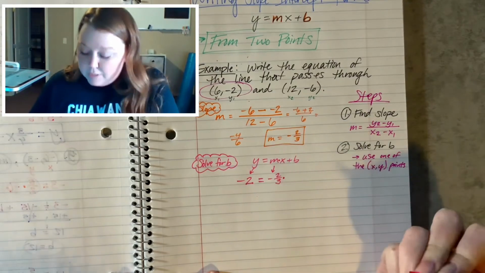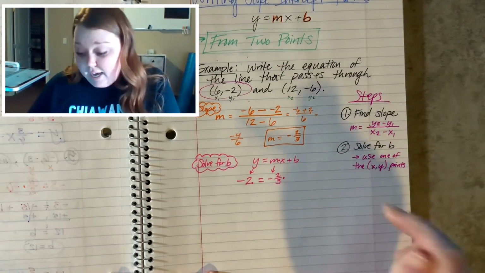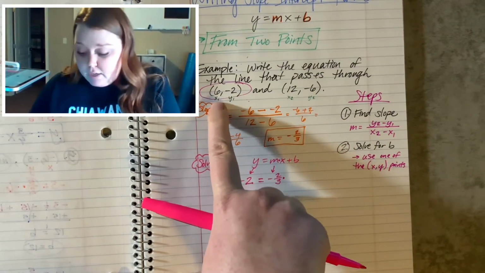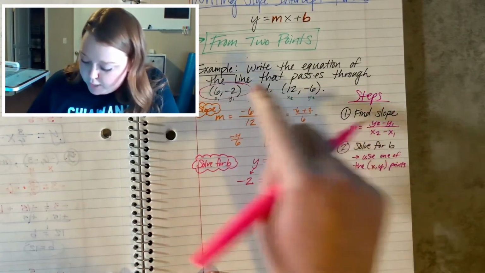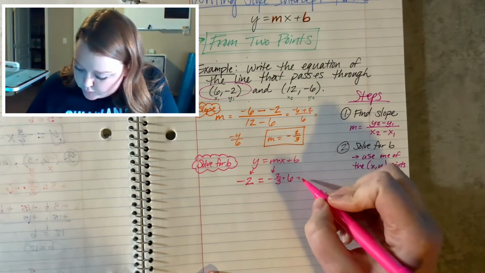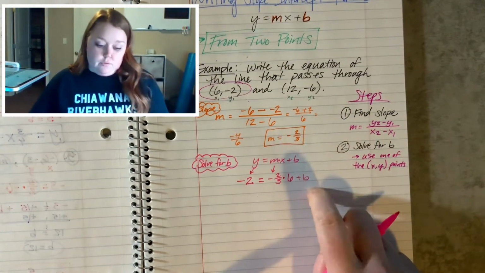Timesing that by x, did we have an x? Yeah, technically it gave you an x value, right? x would be 6 because we're coming from that first ordered pair. And then I drop down plus b. We're gonna have to solve for b.